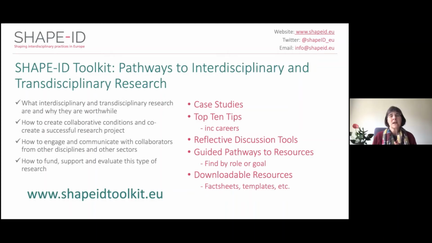As you look at the toolkit, you'll see that it has a number of goals: explaining what inter and transdisciplinary research are, and thinking about how you create the collaborative conditions, because often this type of research is done as a collaboration. I'd be interested to hear from some of you as to whether you're actually working in research teams as part of your PhD or whether you're working on your own. But also looking at some practical tips of how to engage and communicate with collaborators, and then also advice to funders in terms of how they should be funding and supporting and evaluating this type of research.